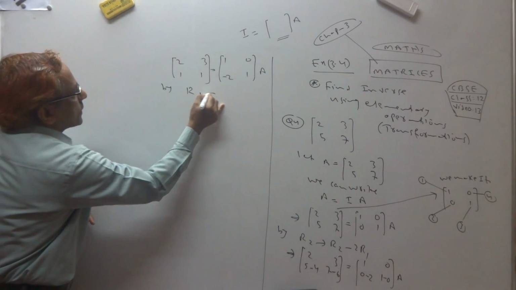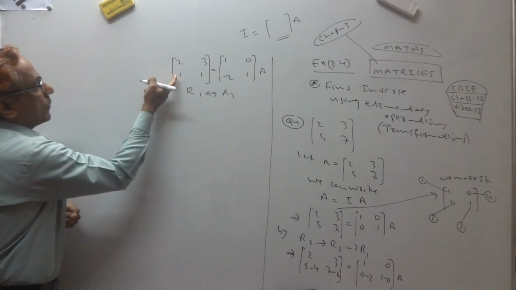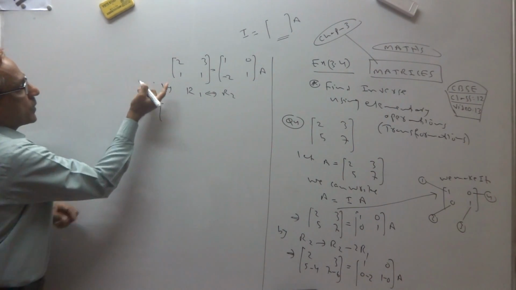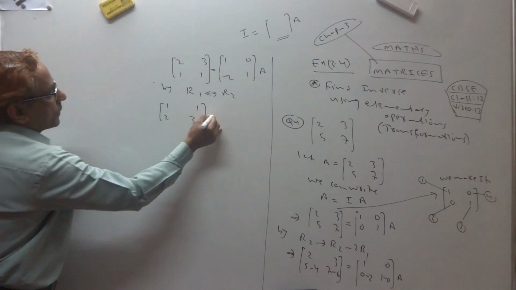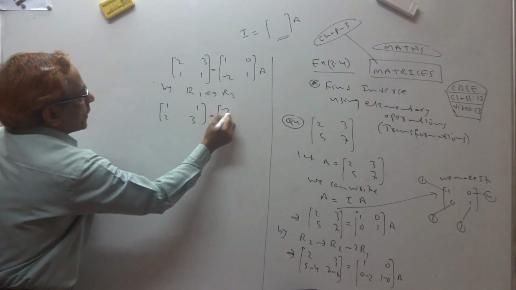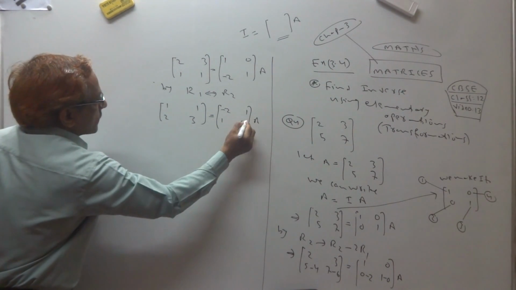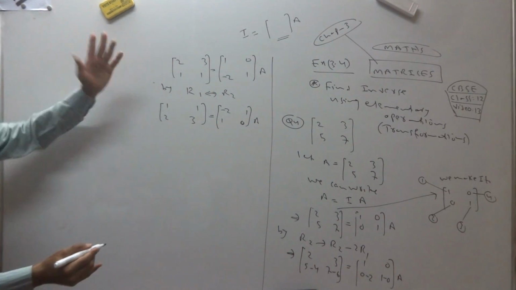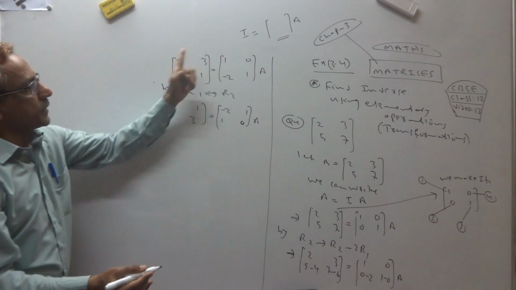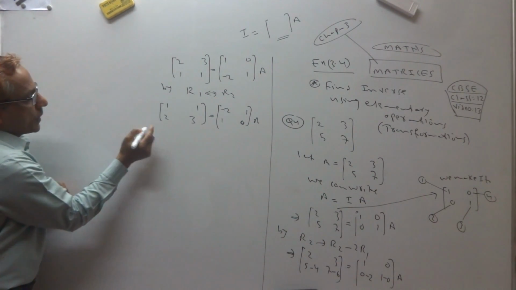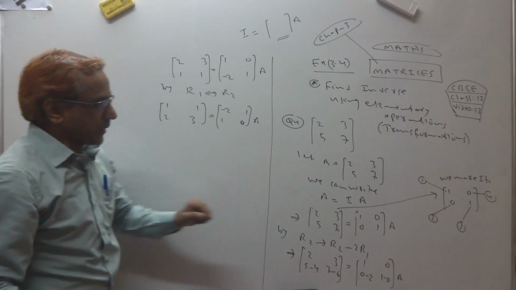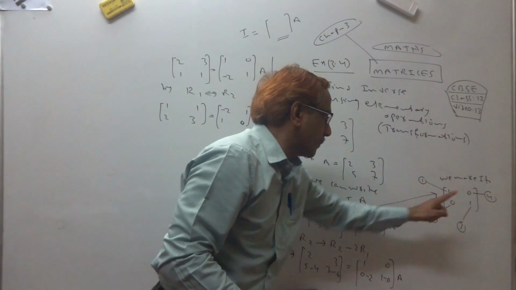You know that all these are elementary operations. We can interchange them, so row 1 and row 2 are interchanged. Here it goes 1, 1, 2, 3, and on the right minus 2, 1, 1, 0. When you are doing this on the left side, you also have to do it on the right side. So see, first I got 1. Now I have to make 0.